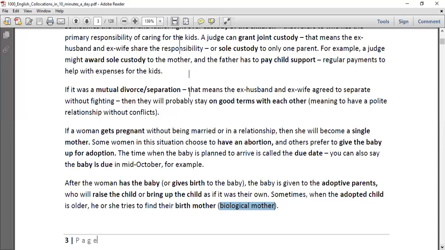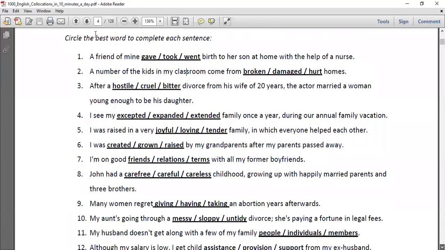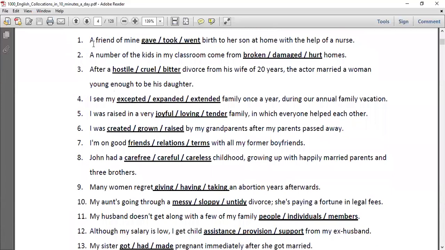Here we'll have a quick quiz on lesson 1. Let's do it quickly. Choose the correct answer. Number 1, a friend of mine gave birth to her son at home with the help of a nurse. We use give with birth. Gave birth.